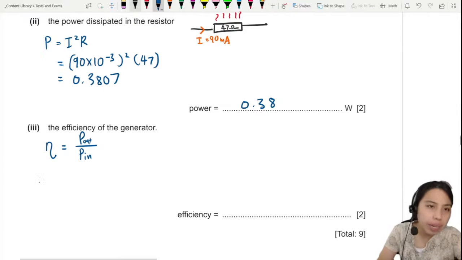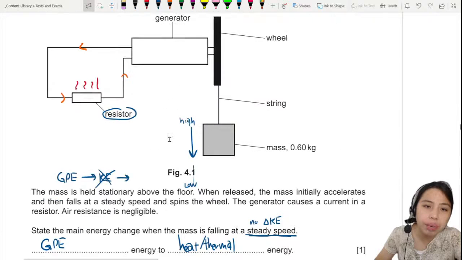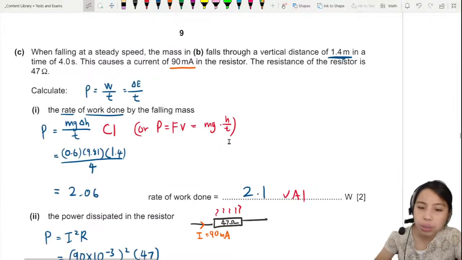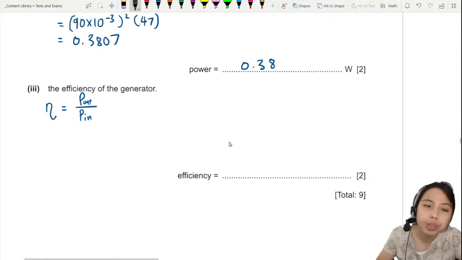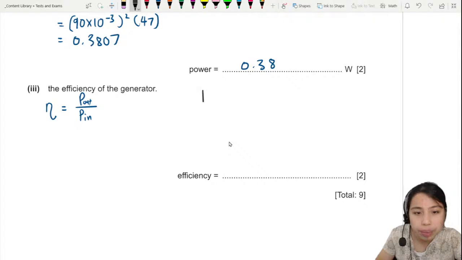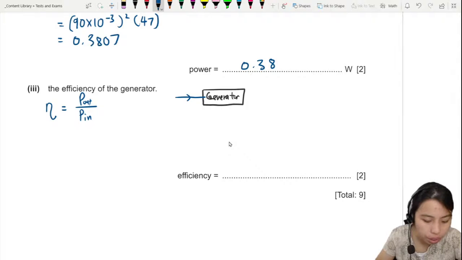So what is the power coming out of the generator? I think I'm going to draw a diagram here because there's a lot of energy changes that we mentioned just now. So first things first. The mass drops down, and that moves the generator. So I'm going to write here, generator. This is one machine. What energy goes in? Your mgh. Okay, so this is your GPE. There's some power input.